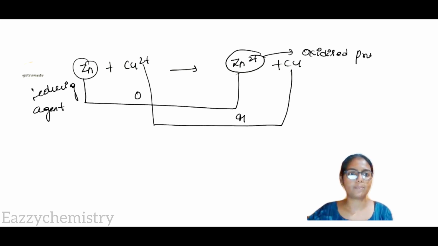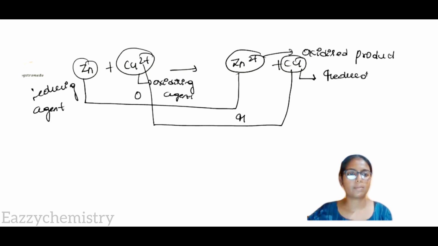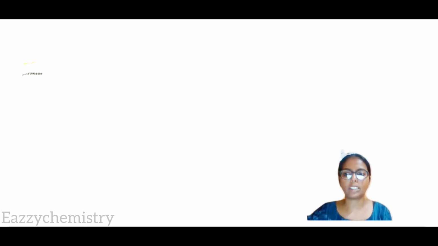Oxidized product. And here the copper acts as the oxidizing agent. Oxidizing agent. And here this copper is the reduced product. Reduced product. And next, look at another example, the reaction between iron and hydrogen peroxide.